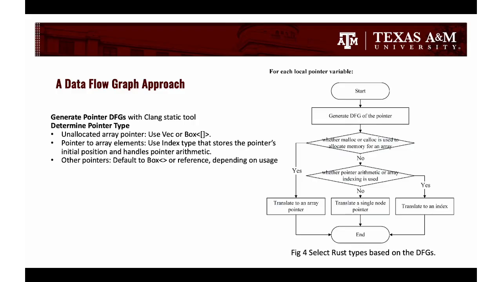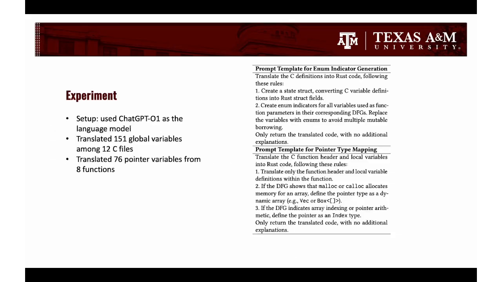If it's an unallocated array pointer, we use Vec or box of slice. If it's a pointer to array elements, we use index type that stores the pointer's initial position and handles pointer arithmetic. And if it's other pointers, it will be translated to default Box or reference.